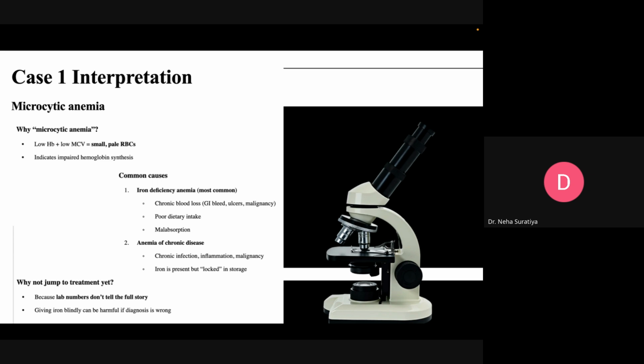So you can imagine, you can think what can be the next steps. Okay, what can be the next steps? You need to understand whether it is iron deficiency or whether it is anemia of chronic disease. Based on that, the treatment will be decided. Okay, but first this is the process now.